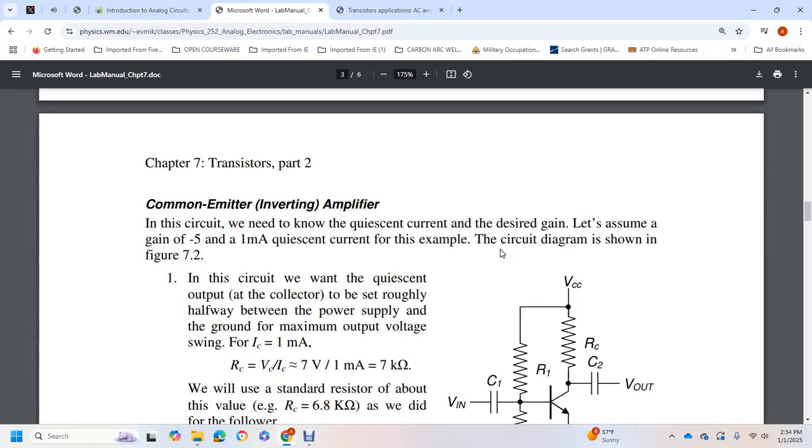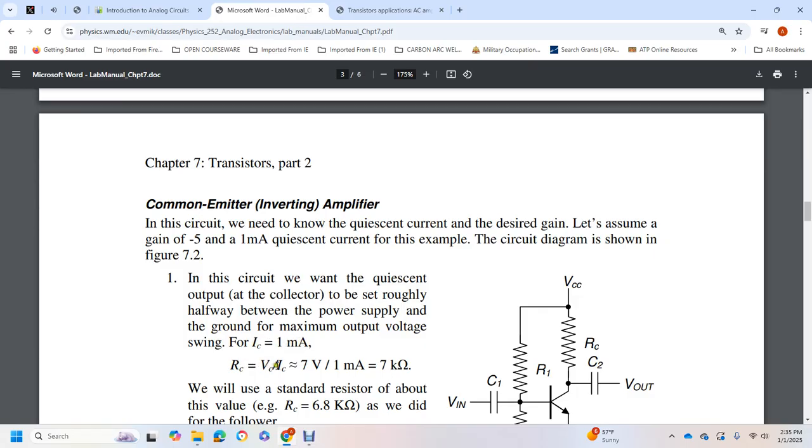With a common emitter amplifier circuit, we need to know the quiescent current with the design gain. Let's assume a gain of negative 5 and a current of 1 milliampere. The circuit diagram is shown in figure 7.2. In this circuit, we want the quiescent output at the collector to be set roughly halfway between the power supply and the ground.